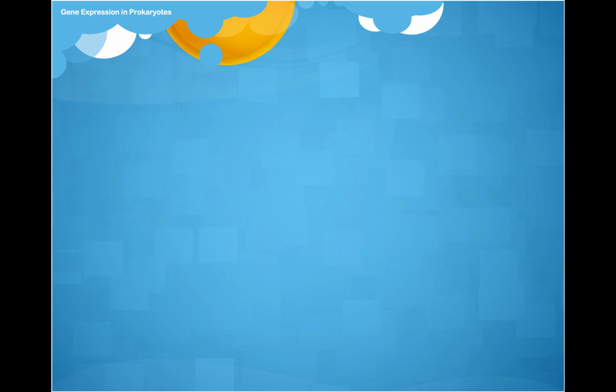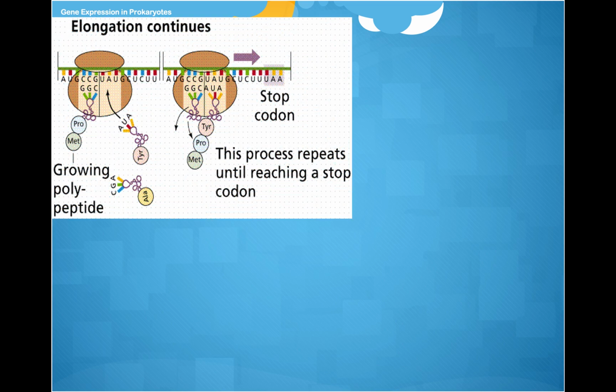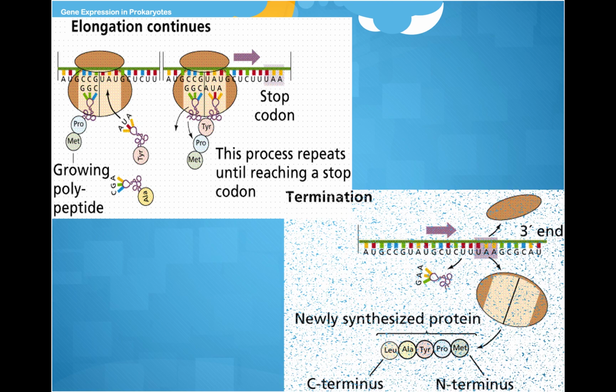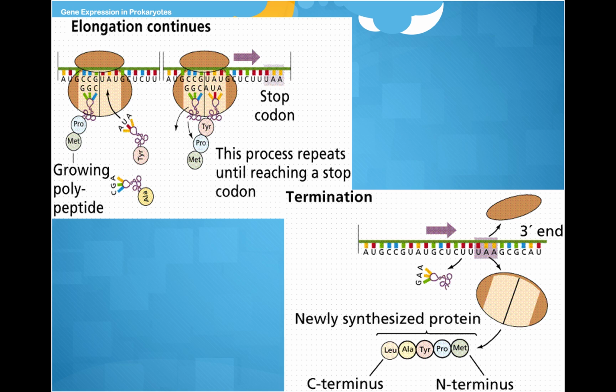So basically, what we will see is how elongation continues and the process repeats until reaching a stop codon, and how it is terminated once it reaches the stop codon. No new charged amino acid will be supplied, so the process just stops.